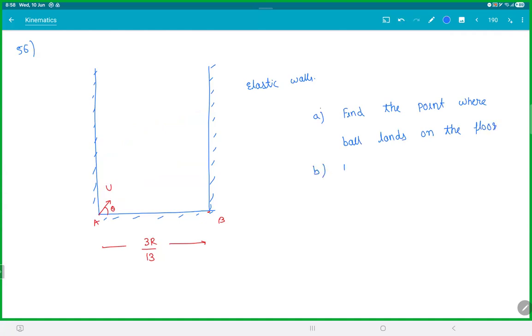Find H max and time of flight. Neglect the time interval during collision. So during collision, there will be a small time, you're neglecting it.